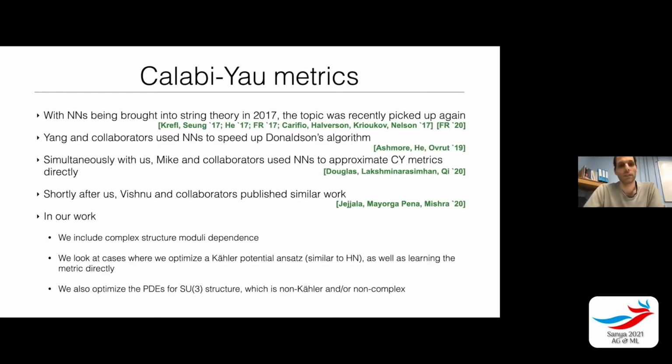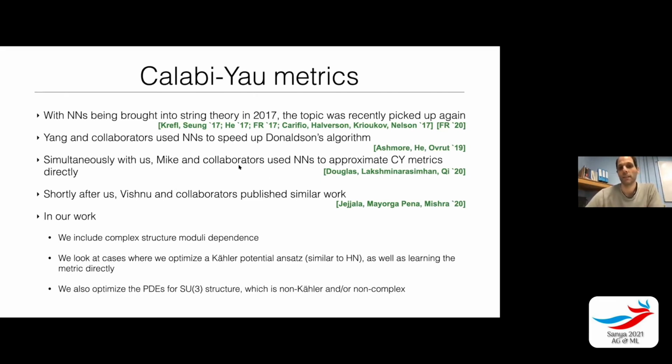To my knowledge, Young and Anderson and Bird were the first ones to use neural networks to speed up Donaldson's algorithm. So they were looking at the determinant of G, and the determinant of G will be essentially J wedge J wedge J, because that's the completely anti-symmetric thing you can build out of that. And they were using this in order to speed up Donaldson's algorithm, so to speed up finding these balanced metrics.